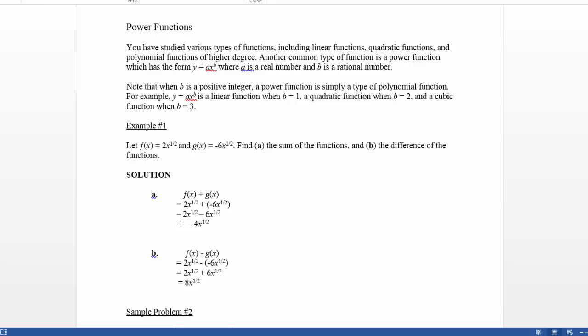This will require you to recall some of your exponent properties when necessary, and I would definitely suggest using your calculator effectively when needed. But again, at times you're only needing to combine like terms, and other times you're actually needing to combine the fractional parts. So take a quick look at example number 1, just some basic function operations with rational exponents, and then go ahead and give sample problem number 2 a shot, and then come back and see the solution.